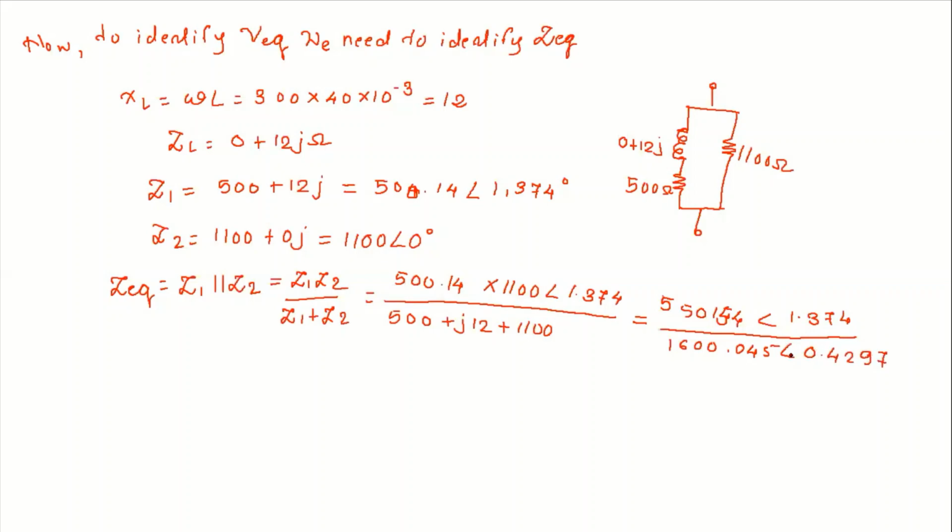For division, you have to divide this value by 1600.045, and you have to take the difference of the angles. So 1.374 minus 0.4297. If you solve this one, you'll get the answer as 343.83 at an angle 0.9443 degree, which is in ohm.